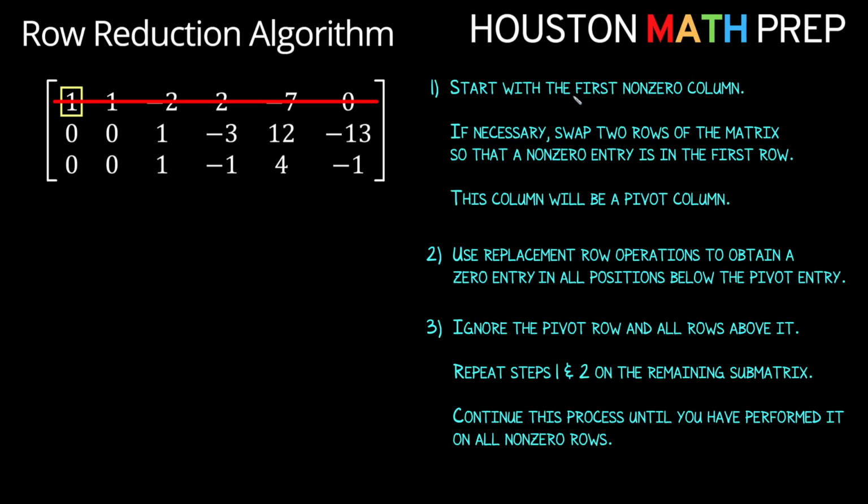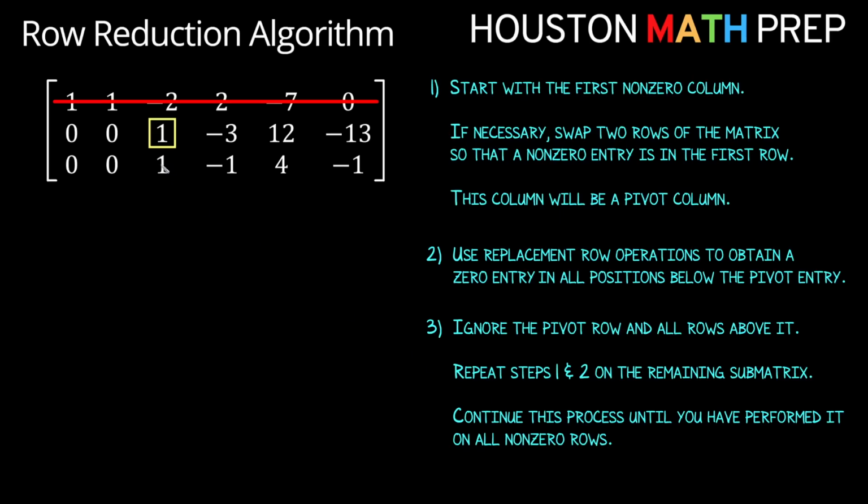So step 1 now has us look for the first non-zero column. Notice that the first 2 columns are 0 columns. They have zeros in all entries. And so the next pivot column will actually be our 3rd column here. We don't have an issue where there's a 0 in the top spot, so we can keep this 1 at the top as our pivot and reduce what's below it.